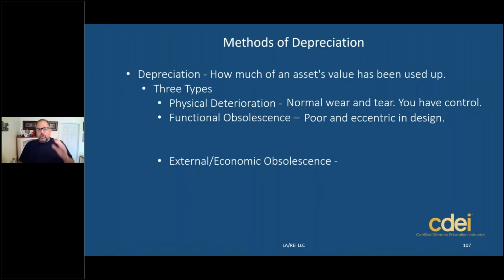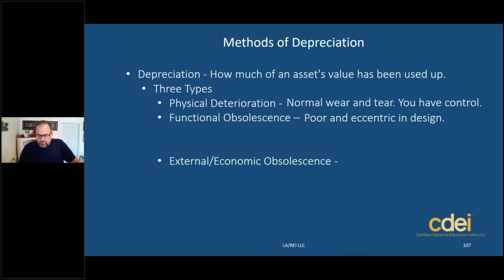So when you're looking at functional obsolescence, you're looking at a property that is functionally obsolete. In other words, something has to be done to get it to where it is functional. For example, you put another bathroom in there and make it a 4-bedroom, 2-bath. So we're talking about poor and eccentric design.